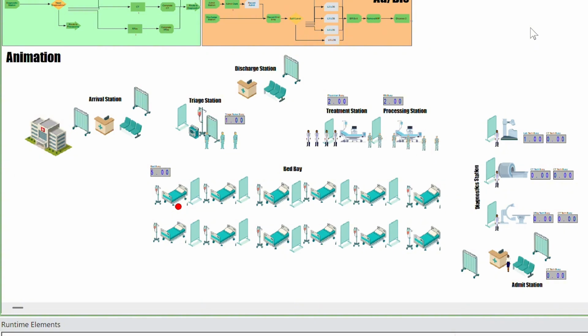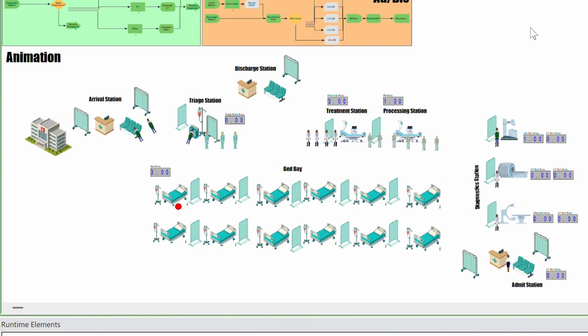After the bed bay, patients move to the treatment station, where they receive 2 evaluations: their first RN nurse visit and their first physician visit. The treatment area uses 6 RN nurses and 4 physicians. The animation shows queues forming if all nurses or physicians are busy, and again, the busy counters update live so we can see exactly how many of each resource is being used.